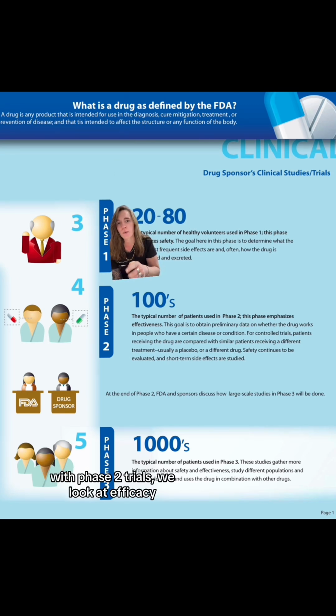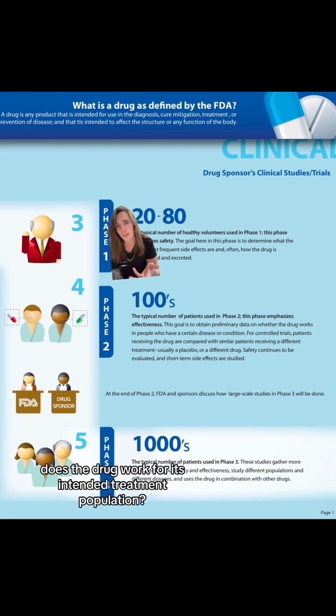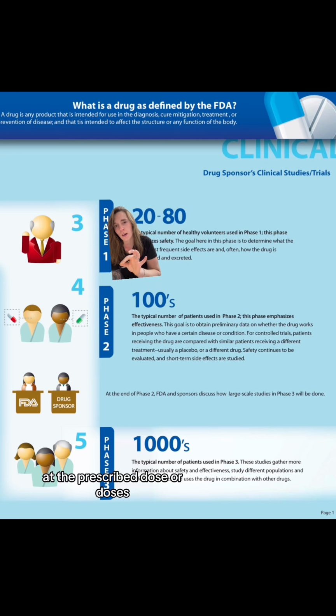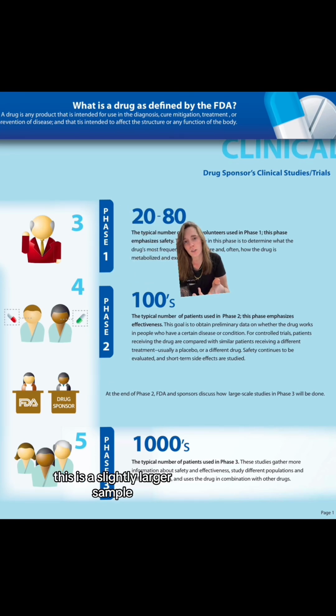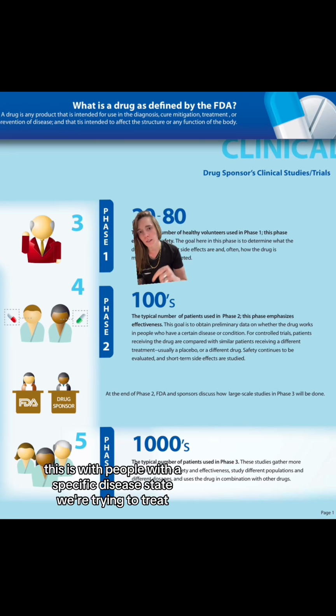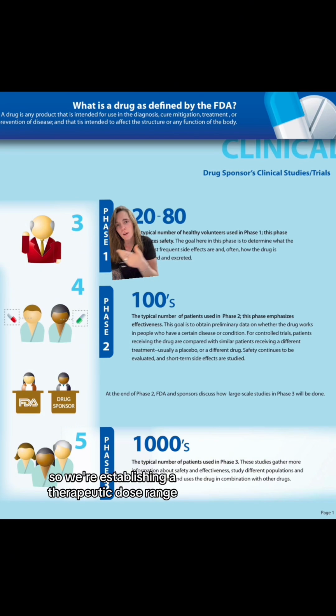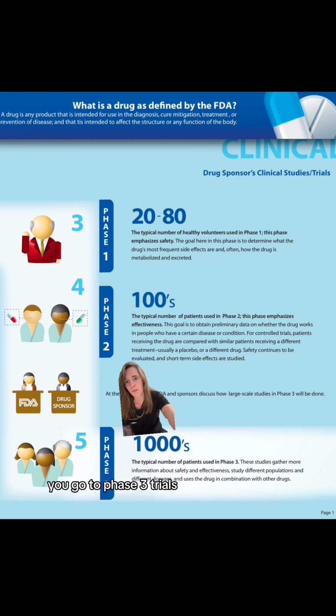With phase 2 trials, we look at efficacy. Does the drug work for its intended treatment population, or in those that have a specific disease or condition, at the prescribed dose or doses? This is a slightly larger sample. This is with people with a specific disease state we're trying to treat. So we're establishing a therapeutic dose range and then continuing to monitor for side effects. Once all is good, boom, we go to phase 3 trials.